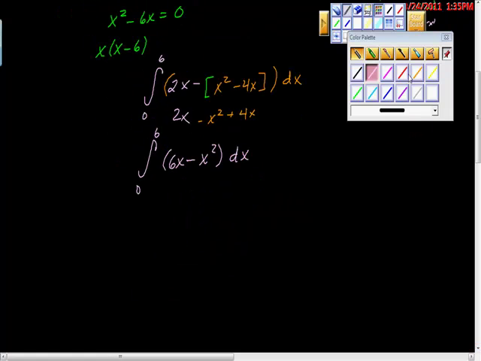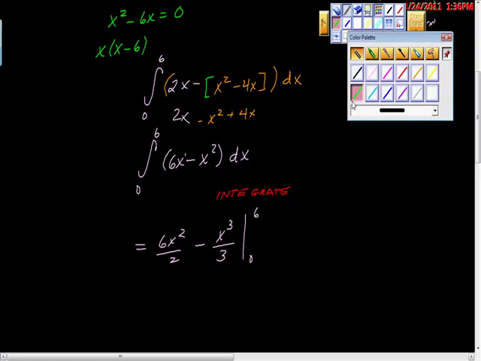Now I'm going to go ahead and integrate, right? So finally we get to the good part. We're going to integrate here. So what I'm going to do is integrate this, and it would be 6x squared over 2, because this is the first power, so it's 1 plus 1 over 1 plus 1, minus, this is x squared, so you increase the power by 1, so it's x cubed, and put it over this value here, as evaluated from 0 to 6.